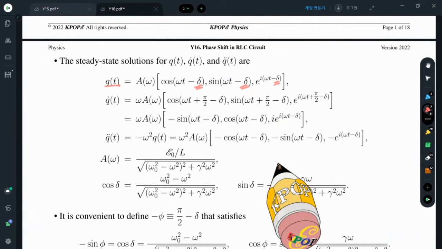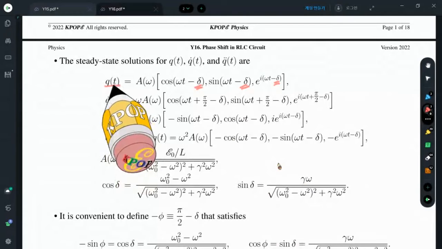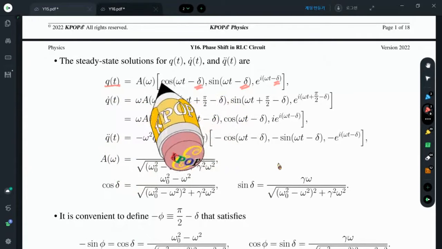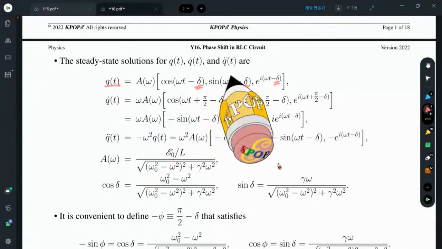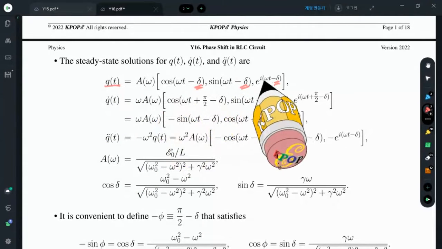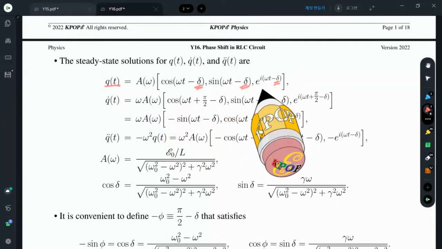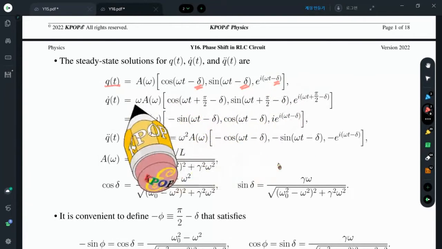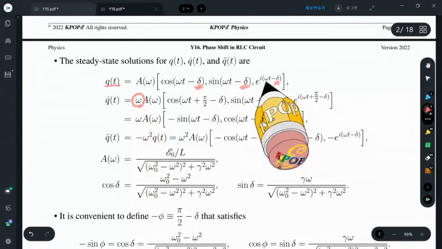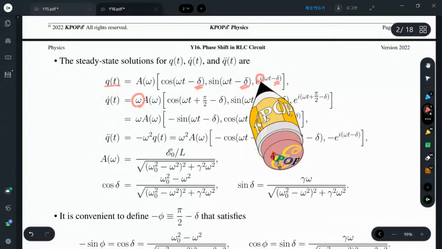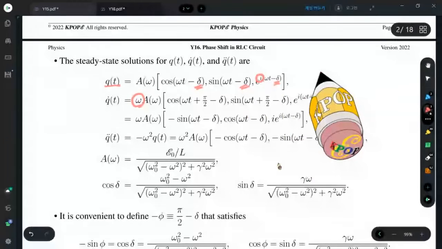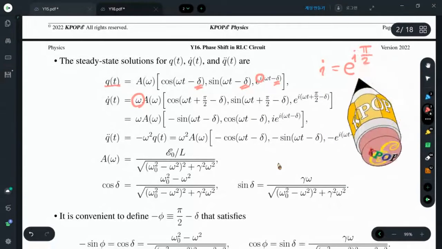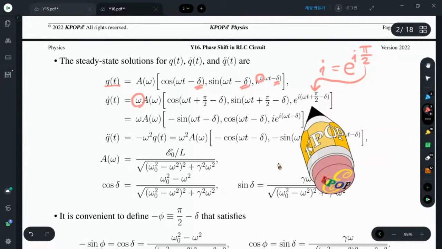However, if we take the derivative, cosine becomes a sine, cosine becomes a minus sine, and sine becomes a cosine. In this case, no change, except that we take the derivative. Then, including omega, we have an additional factor of i, and that factor of i is e to the i half a pi. This one is included in here.